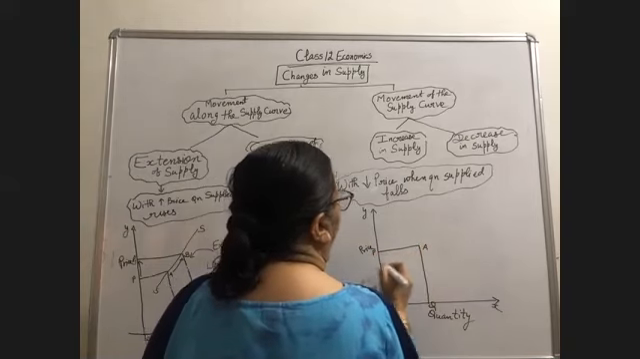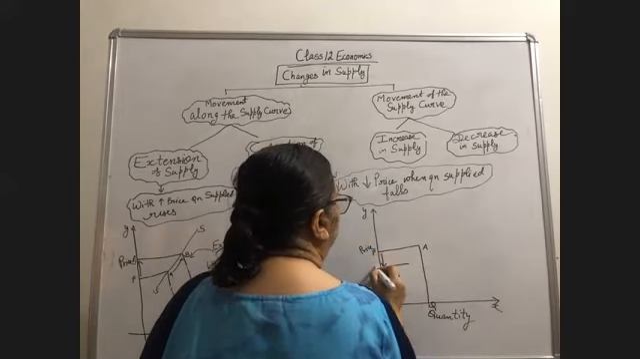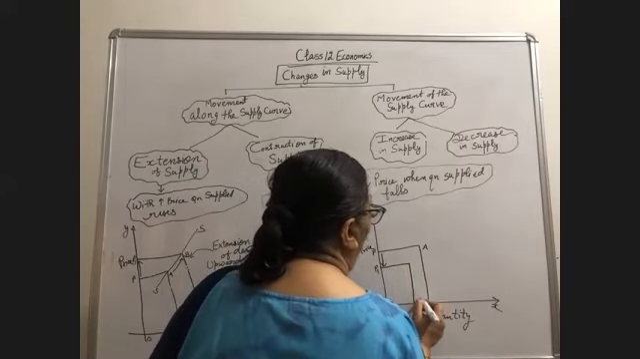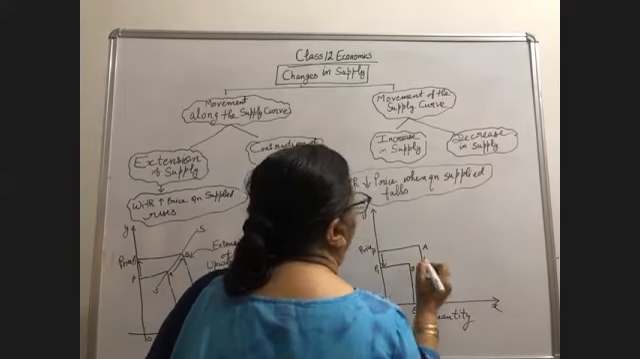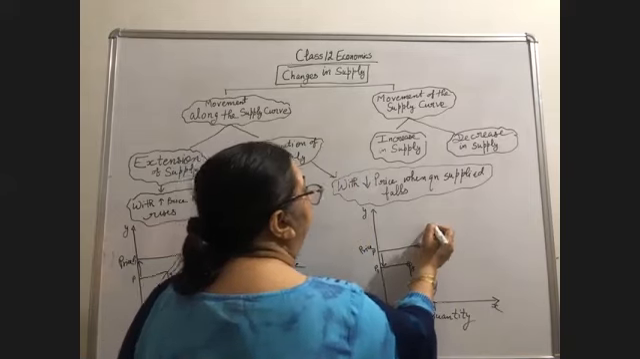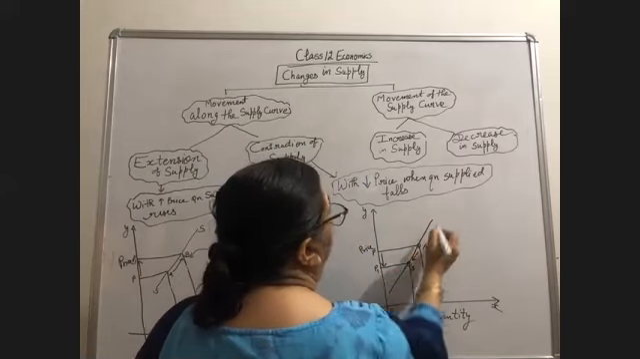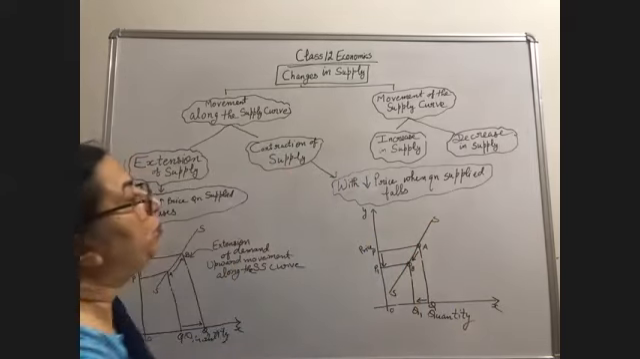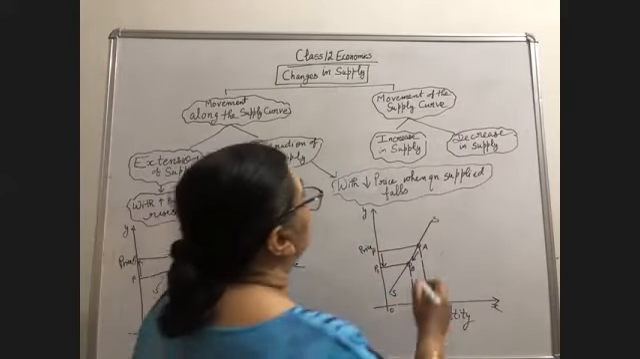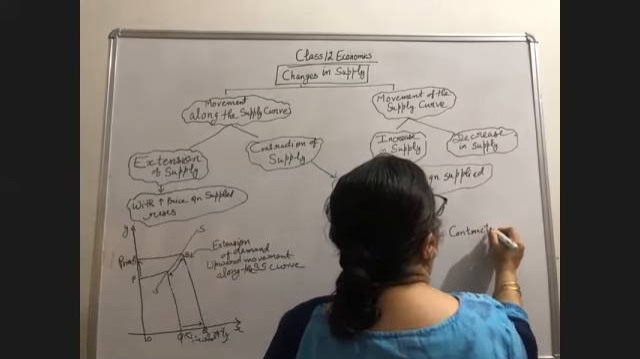I write here A. Now there is a fall in price to P1. Quantity also falls. Why does it fall? Because now profit conditions have fallen. This is point A, this is point B. When we join these, from A to B, this is the supply curve. A to B is a downward movement. Downward movement depicts contraction of supply.